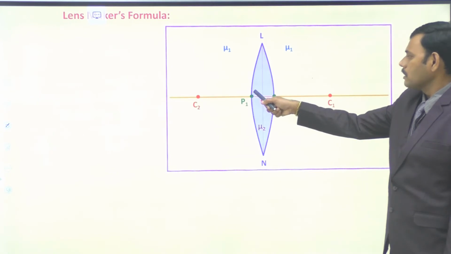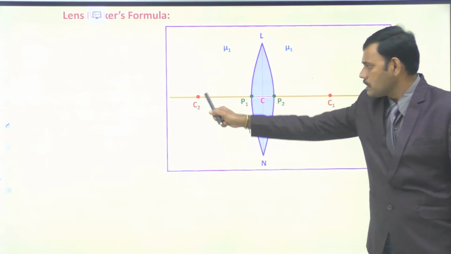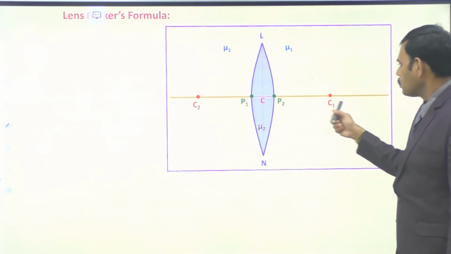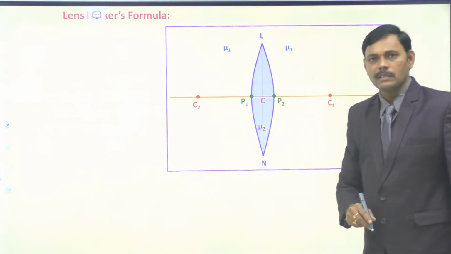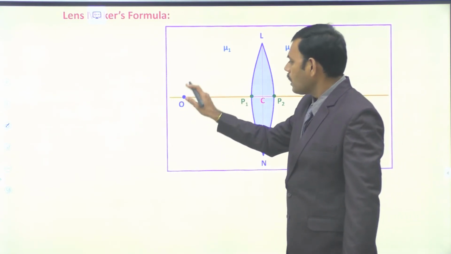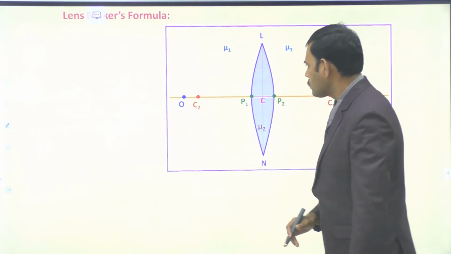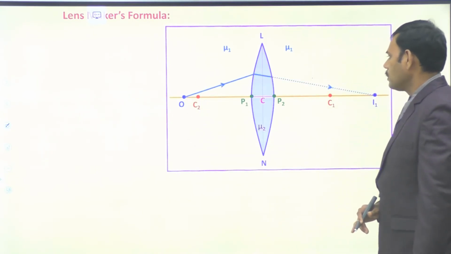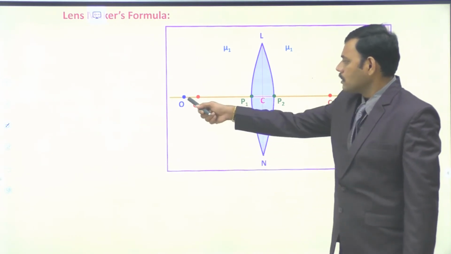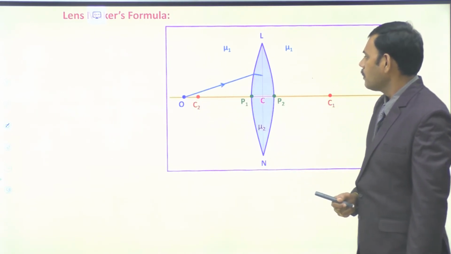For the first refracting curved surface, C1 is the center of curvature. For the second refracting curved surface, C2 is the center of curvature. Any line passing through the two centers of curvature and the optic center is known as the principal axis. Let O be the object kept on the principal axis beyond the center of curvature. And let us consider the incident light ray. Students, once again look into the animation showing the incident light ray emanating from the object and incident on the lens here.